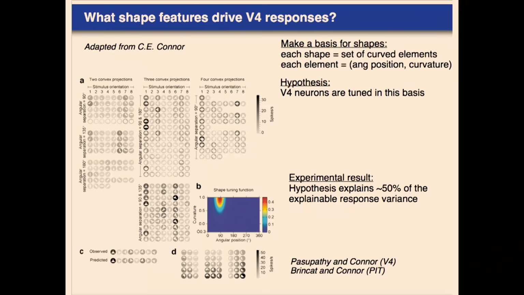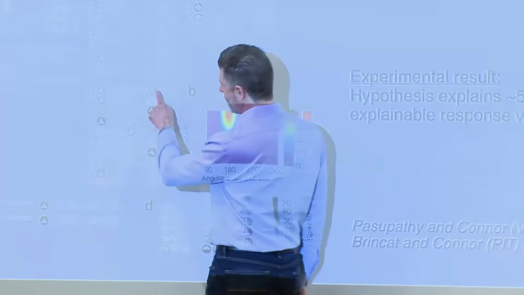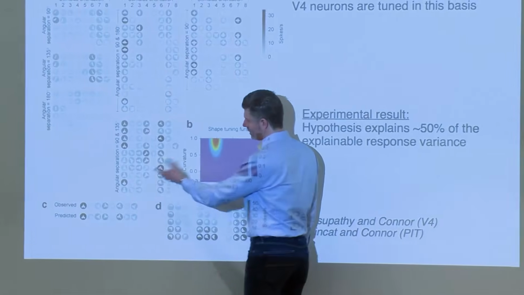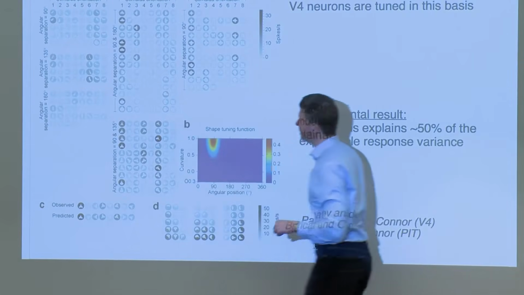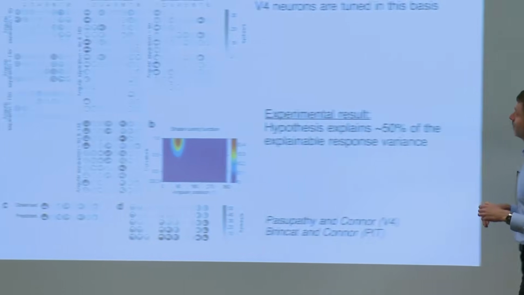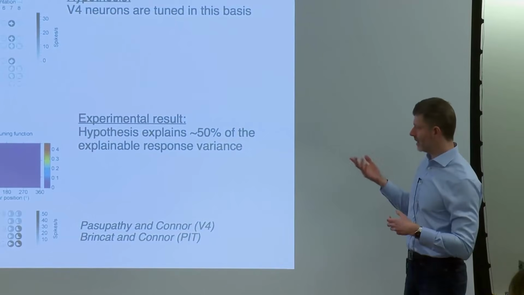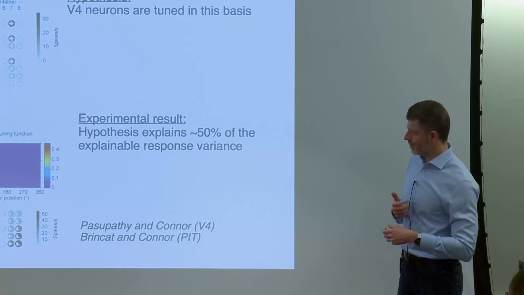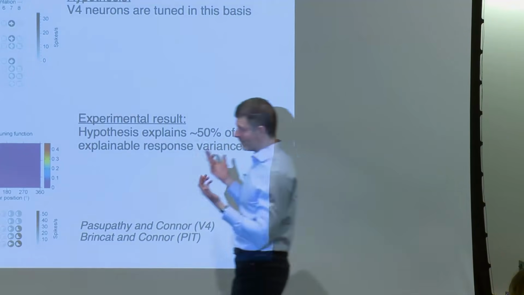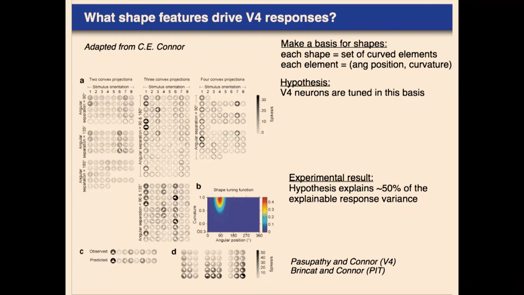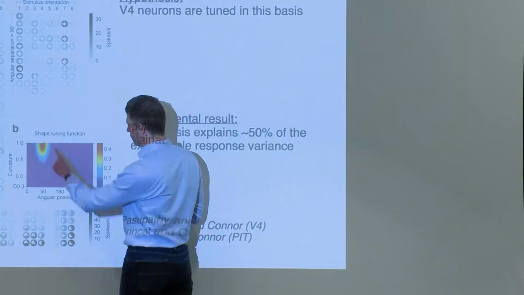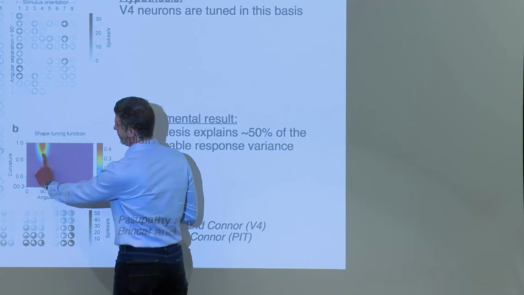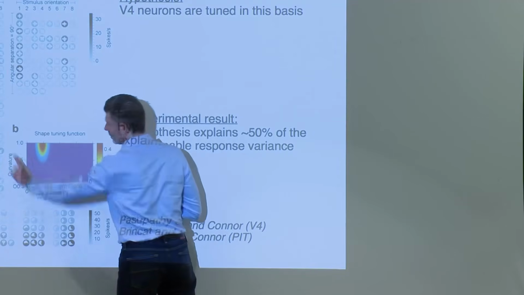Here's another study from Ed Connor, which created a basis for shapes. The shapes can be curved and then pointy in these different directions. So you get this big variation of simple shapes. You can measure the response of V4 neurons and find that the responses of individual neurons can be explained fairly well in terms of properties of these particular shapes. This particular one really likes pointy things that are pointing up, it looks like.